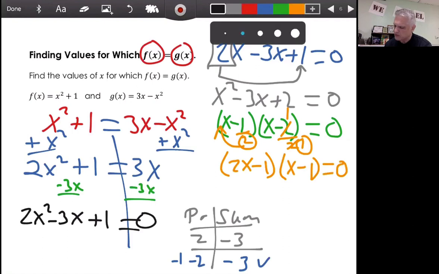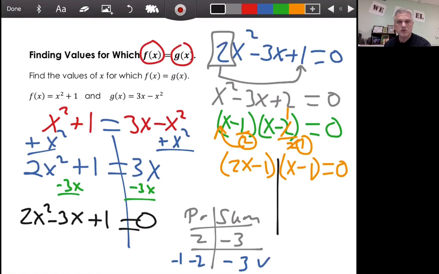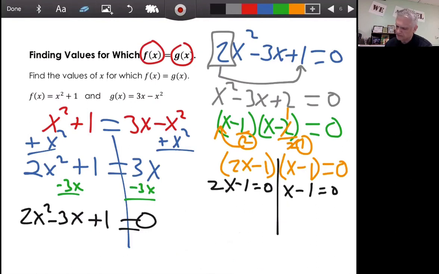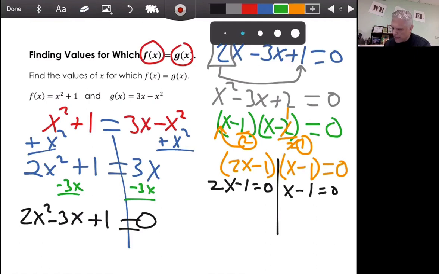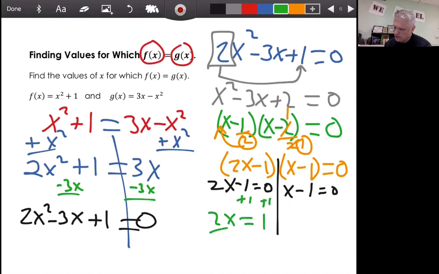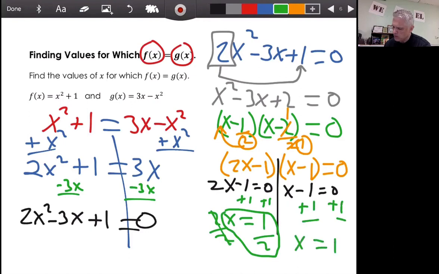Okay, so now I got to finish by splitting and solving. So something times something equals 0. So if one of them is 0, it works. So 2x minus 1 equals 0 will work, and x minus 1 equals 0 will work. Okay, I'm going to give myself a little bit of space. All right, I'm going to add 1 to both sides. 2x equals 1. Divide by 2. So x equals 1/2 is one answer. I'm going to add 1. So x is 1 is the other answer.